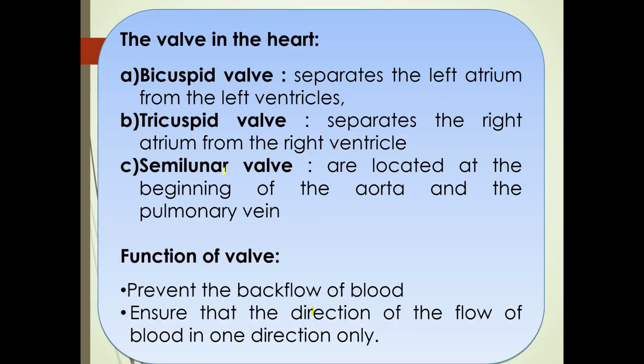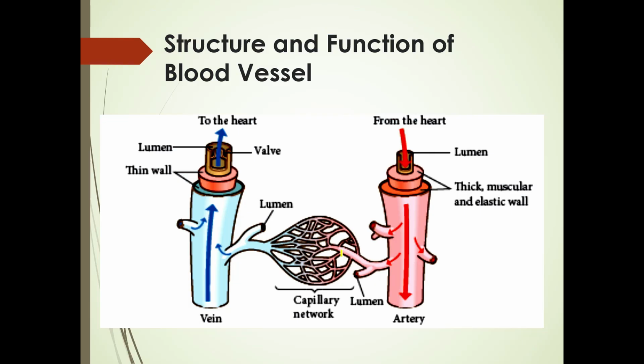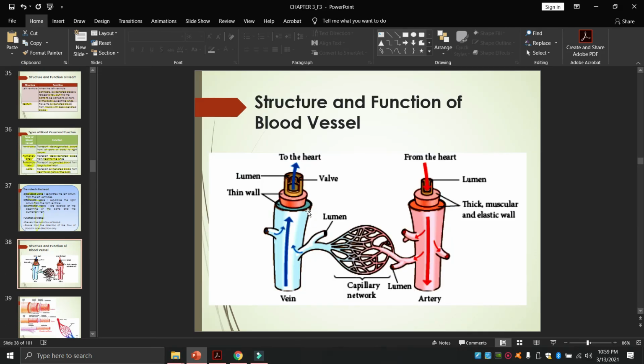So these are the types of valve involved: bicuspid, tricuspid, and semilunar. I don't want to explain these again, we already told you about them. And the function of valves we also already discussed. So I will stop here.